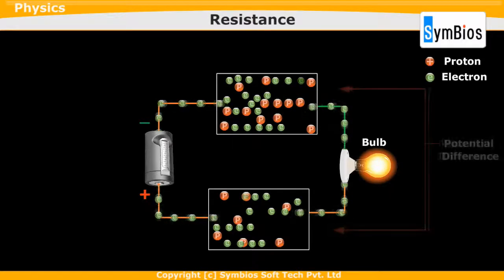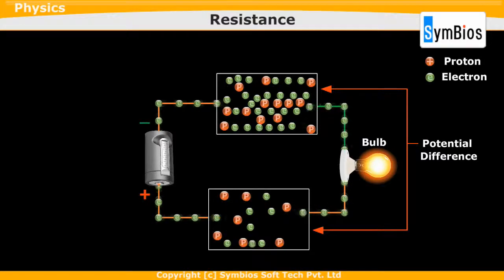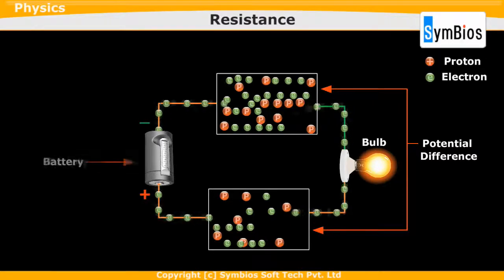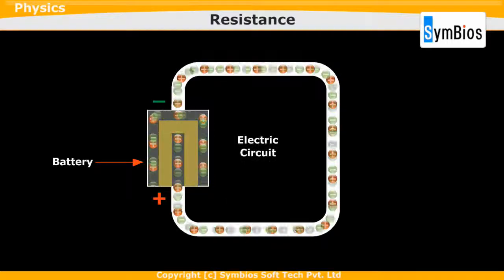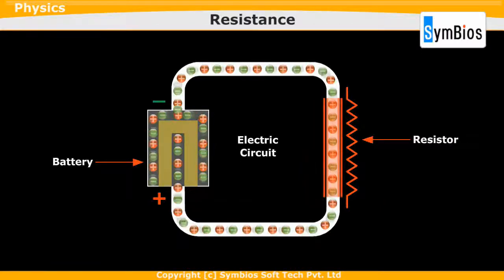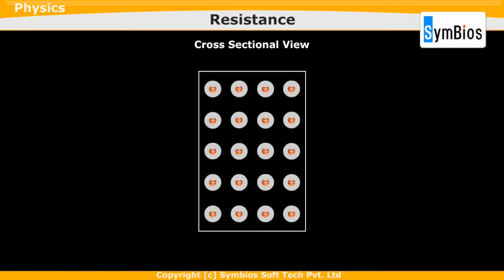When there is a potential difference between 2 points, electrons move from one point to another. This potential difference is created by a battery. In an electric circuit, the electrons keep on moving from one point to another. Now, let's add a resistor to the circuit. We can see that the electron flow slows down. Why? Let's take a cross section to understand this.